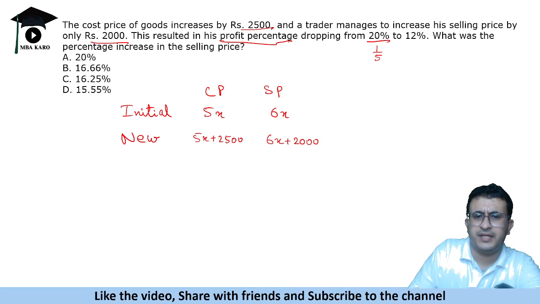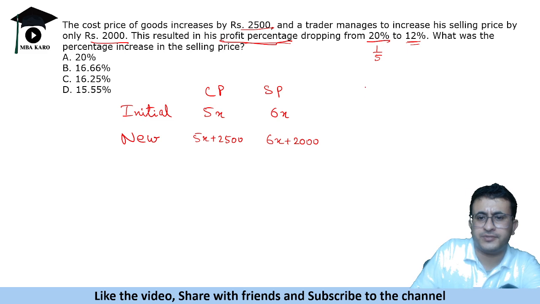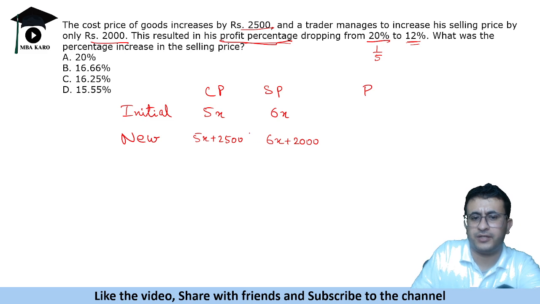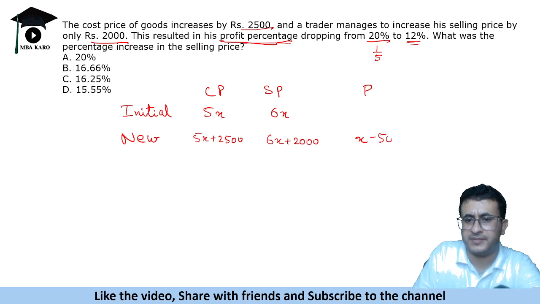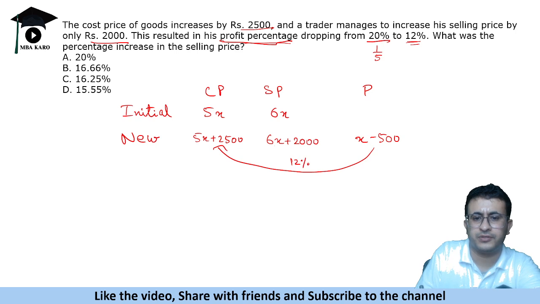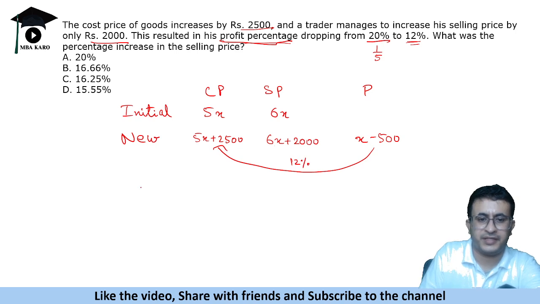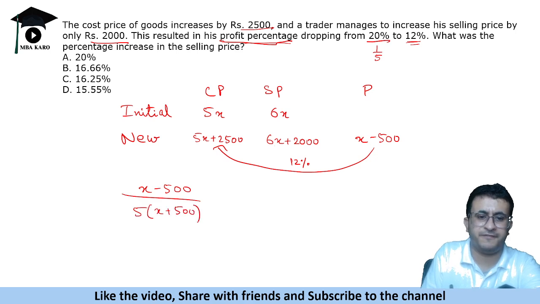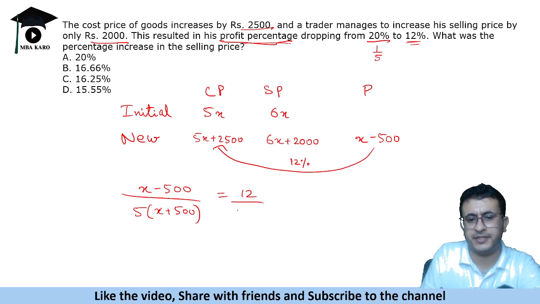Now it says the profit percentage is just 12% now. Do not find the profit in the old case, find it in this case. So profit is selling price minus cost price, which is x minus 500. x minus 500 is 12% of the cost price. So we get x minus 500 upon 5x plus 2500, which is 12 by 100. Why did I take 5x plus 500? Because 5 is common.